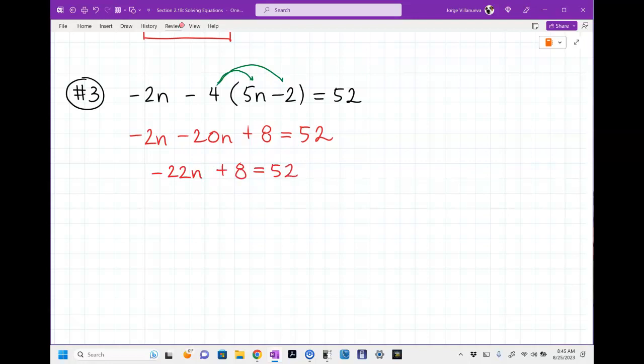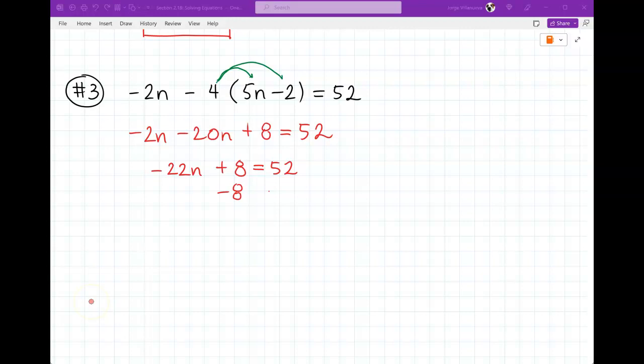Remember, guys, I think I told you yesterday, if you can do this faster, go for it. I probably would have done 2 steps at once. I would have combined my variables and subtracted the 8. But you take it at your own speed, okay? So we'll subtract 8 on both sides to get that 8 out of the way. Give me a second here. All right, so this is going to be minus 8. So when I do that, I get negative 22n equal to, this is 44.